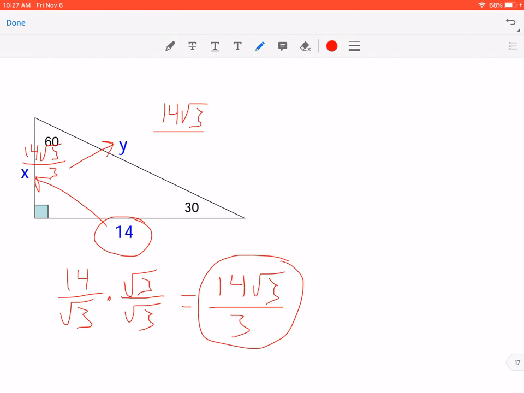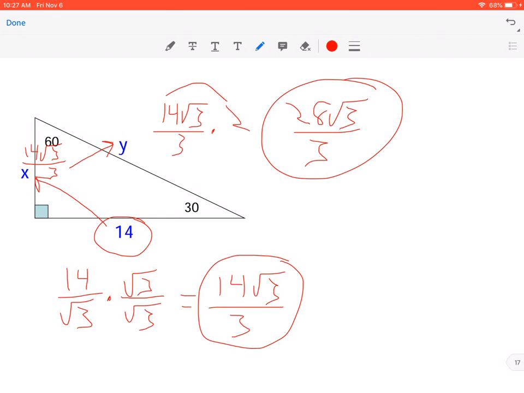Multiply by 2. Now, who gets multiplied by 2? Just the 14 and the 2. So that's 28 radical 3 over 3. You cannot simplify that. 3's don't cancel and 3 doesn't go into 28. That's the best you can do.